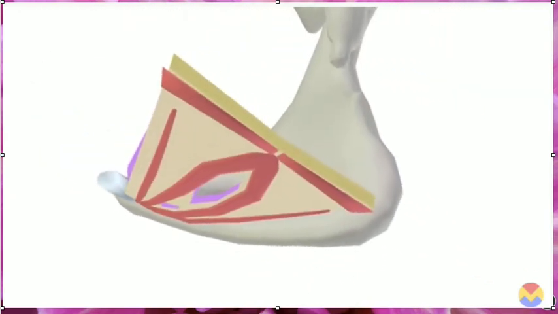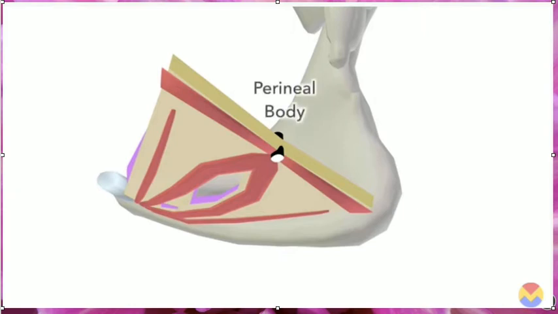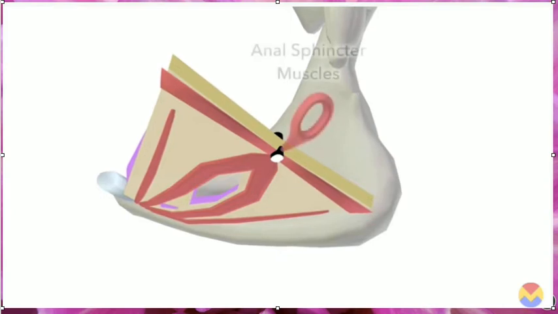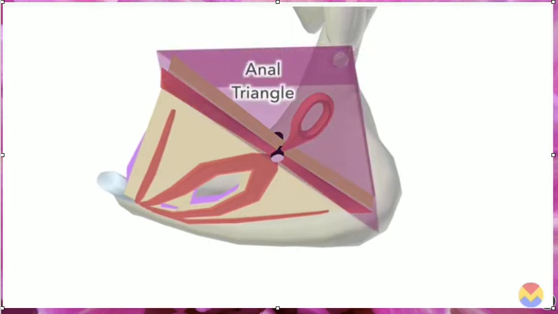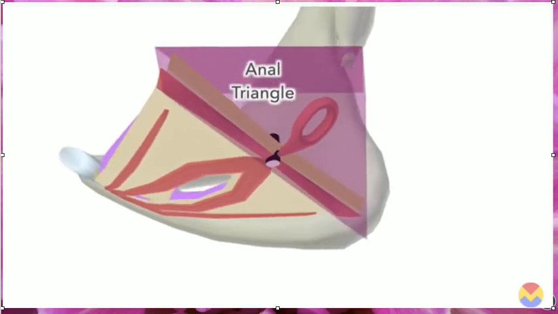Right, so this is a fibromuscular node intervening. This is called the perineal body. Interlacing of various muscles takes place over here, which we have done previously. You can see the superficial transverse perineal, the anal sphincter, the bulbospongiosus, and also the deep perineal muscles.